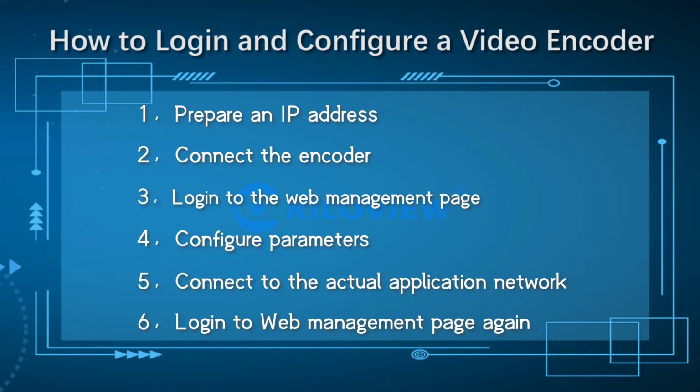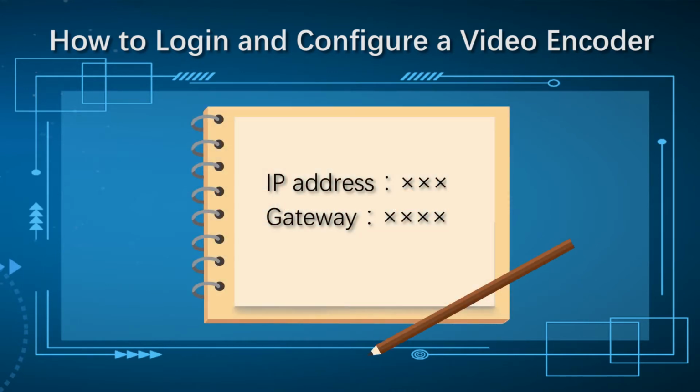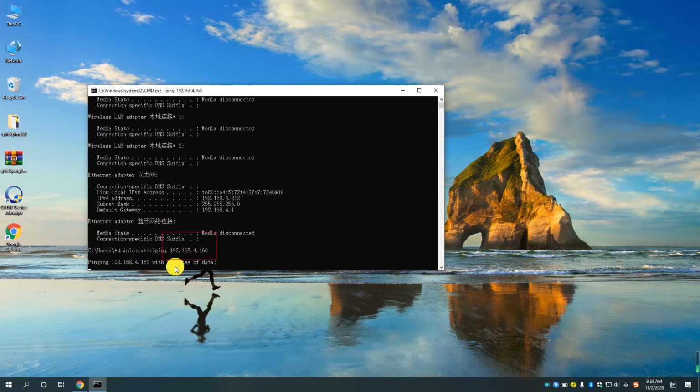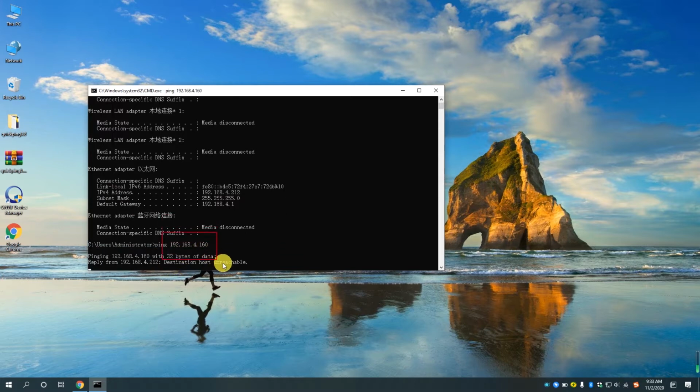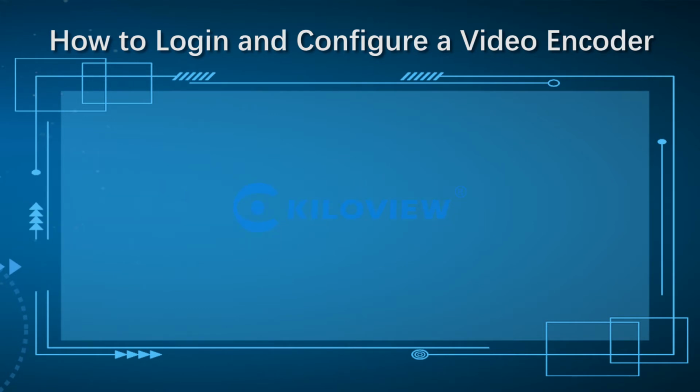First, prepare an IP address for the encoder to connect to the external network. Contact the management person for the IP address and gateway and record it, or find an available IP address via the ping command by yourself. Please watch our other video for detailed steps on how to find an available IP address. If you get an IP address with DHCP, this step can be skipped.